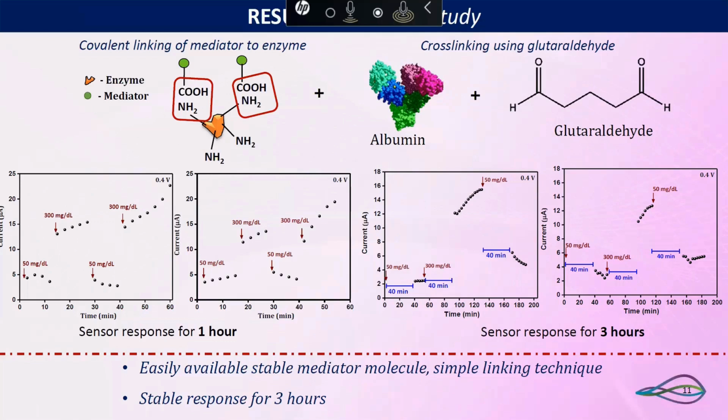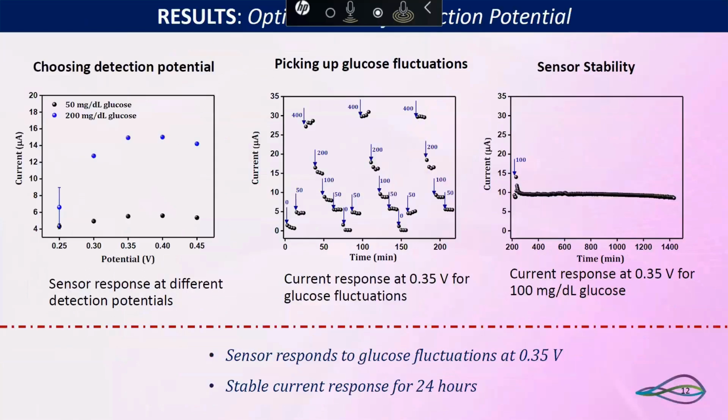The first two graphs that we can see here are for two different glucose concentrations, 50 and 300. The last two are the response for 3 hours. If you compare it with the previous data on SPs, the current values were very stable and consistent. Also, we didn't use any extensive synthesis procedures, so the technique was simple.